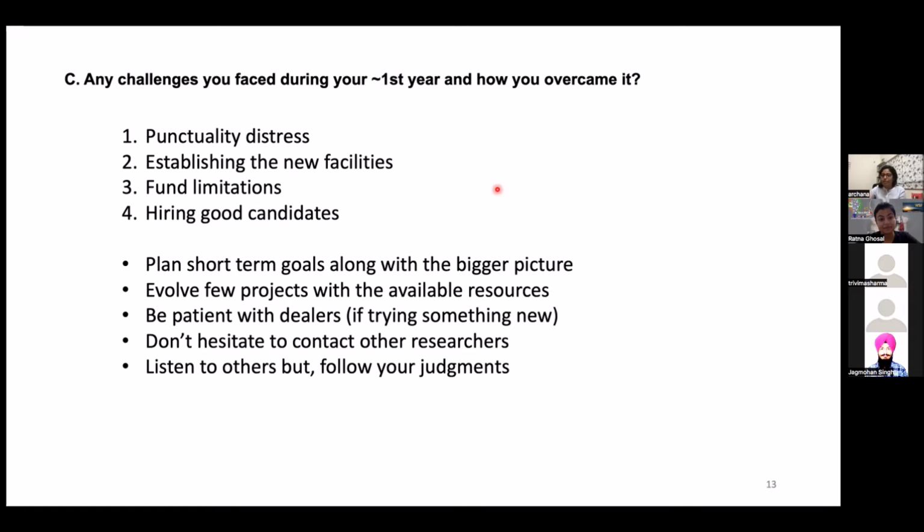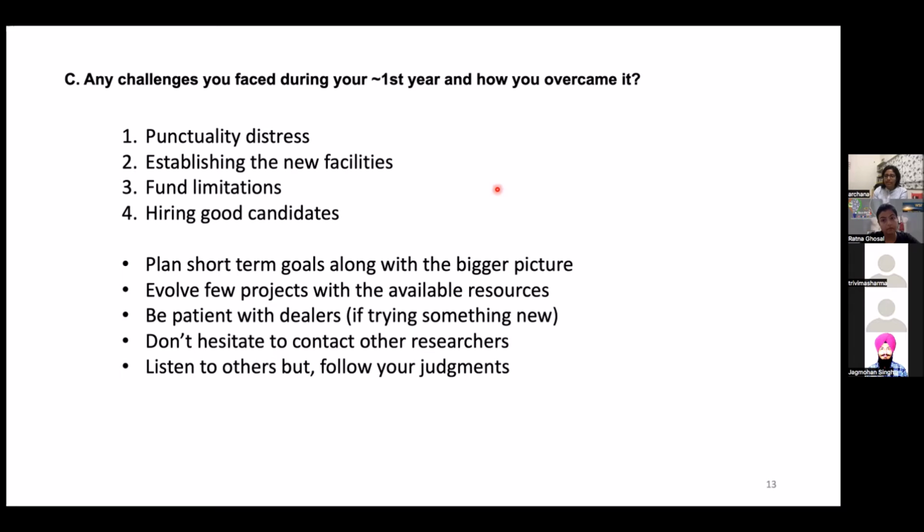So my advice to the people is definitely you should look for your passion. You try to get new facilities according to your requirements, but at the same time you try to develop a few research objectives which align with the available resources. So you don't stop your research work completely. You keep doing some research, and at the same time you can develop the facilities.